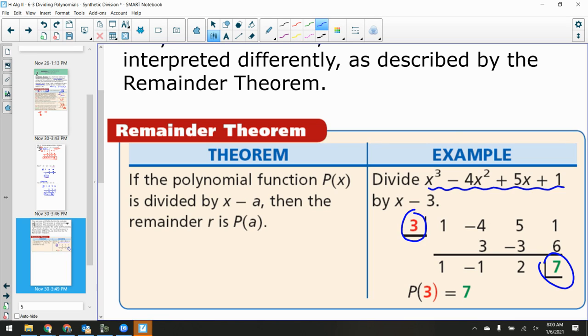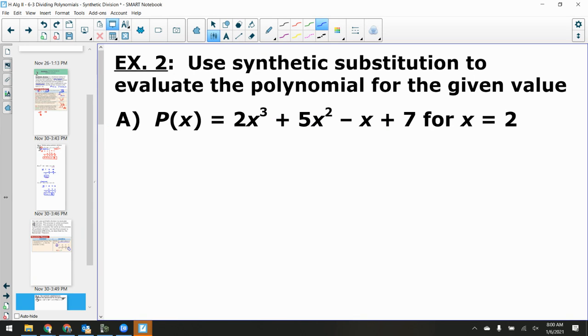But this process of synthetic division is just like multiplying and adding. That's it. Bring down the 1. 3 times 1 is 3. Negative 1, negative 3, 2. 6, 1, 7. That's pretty quick and easy. Like I didn't do any complicated operations with that. So let's do one of these. Again, this process is called synthetic substitution.